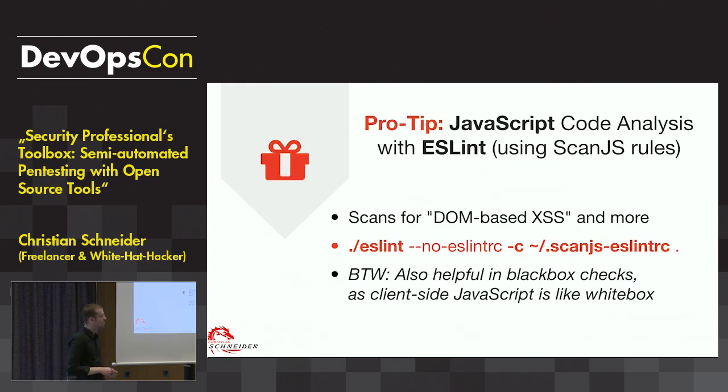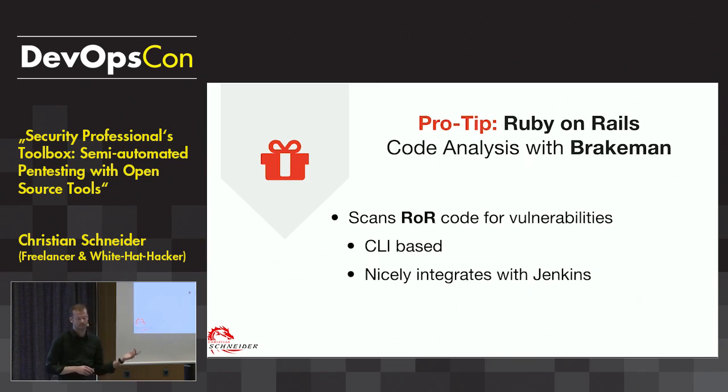So for JavaScript, you can use the scan.js rules, the former Jenkins rules in ESLint, just using the rule set. That's very nice to check for some client-side JavaScript vulnerabilities, like DOM-based cross-site scripting or stuff like that. And for Ruby on Rails applications, you can use Brakeman, very nice name, Brakeman, to perform some kind of security checks for your Ruby on Rails applications, whether you have some kind of vulnerabilities in your code. Very nice.